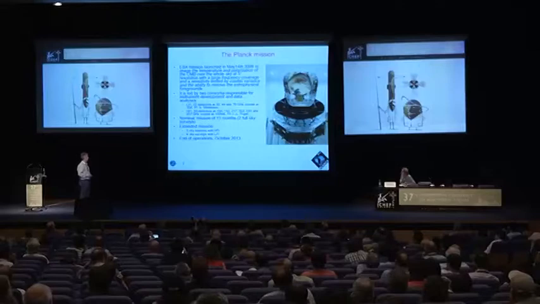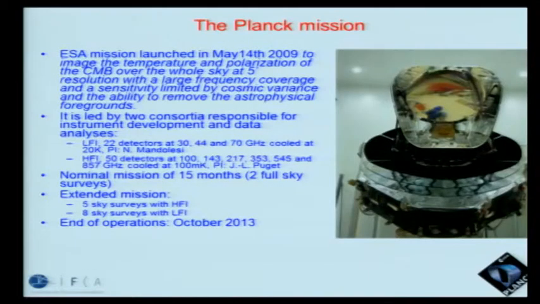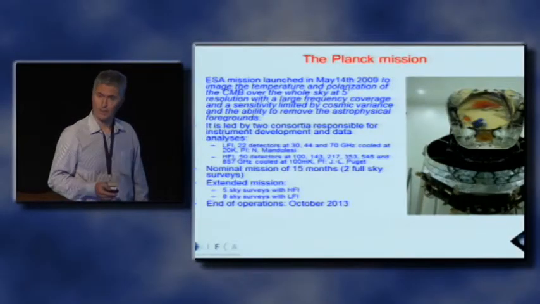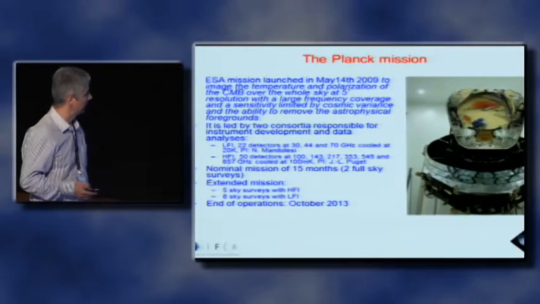So this is a picture of the Planck mission. This is a medium-size mission launched on May 14th, 2009 to image the temperature and polarization of the CMB over large areas of sky in a large frequency range, in such a way that the limitation would be the sensitivity and our ability to remove foregrounds, astrophysical foregrounds.